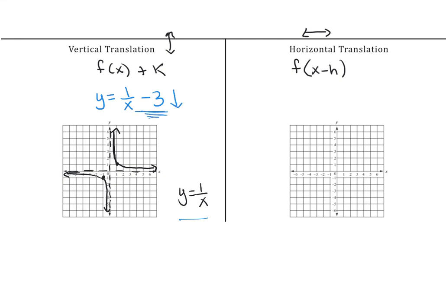Down 3. So what that's going to do is shift my horizontal asymptote down 1, 2, 3, and then all of my points down 3. My vertical asymptote stays the same. So this point is shifted down 1, 2, 3. This point also shifted down 1, 2, 3. So I just graphed my parent function and then did a vertical shift down 3. And I have this graph.